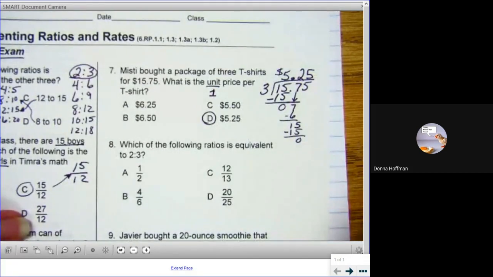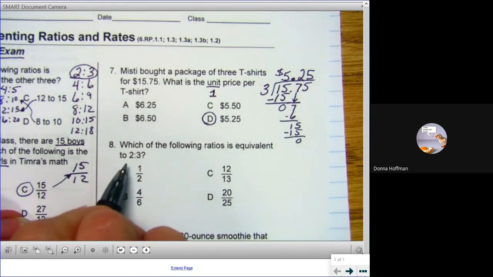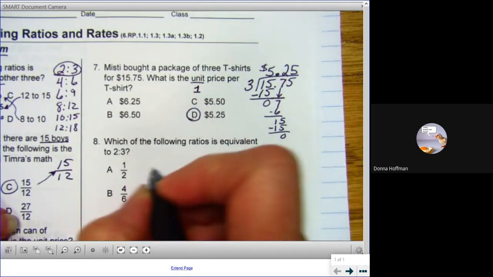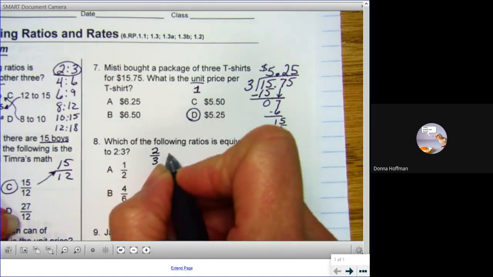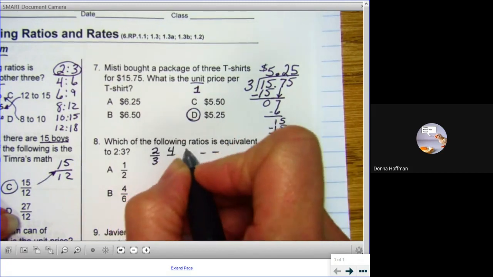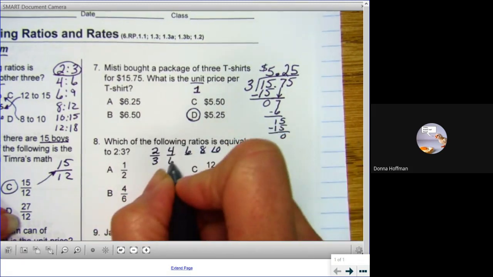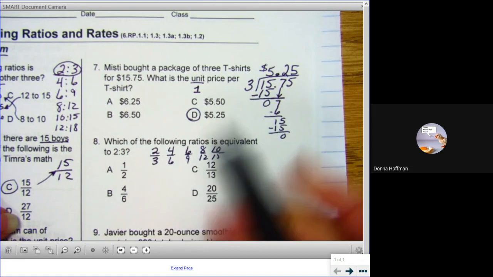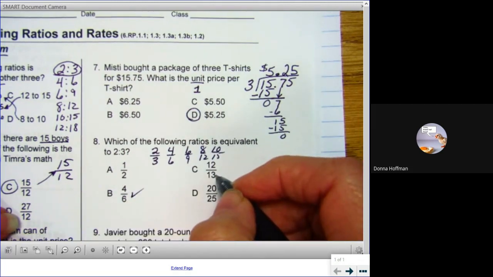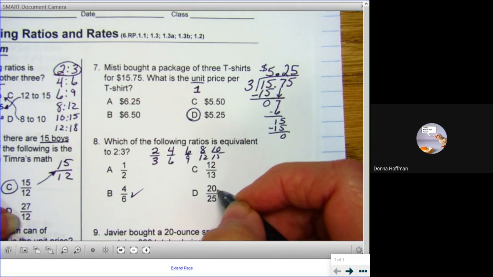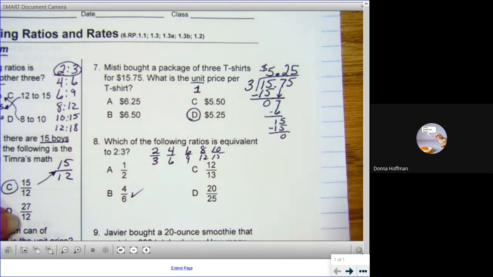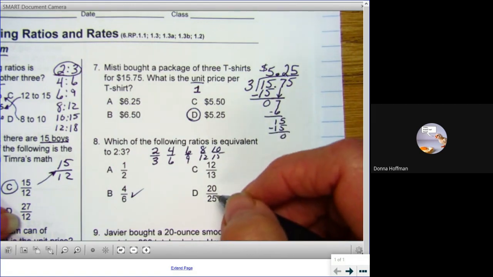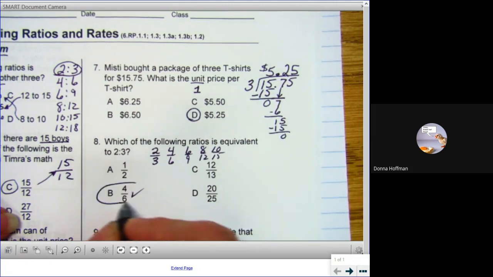Number 8, which of the following ratios are equivalent to 2 to 3? Again, you're going to skip count. I'm going to put these in fraction form, though. 4, 6, 8, 10, 3, 6, 12, 13, 14, 15. So let's see what we got to match. We got a 4, 6. Yep. Got a 12, 13. Got a 20 over 25. That doesn't match either. So it would have to be this one. It's the only one that matches.